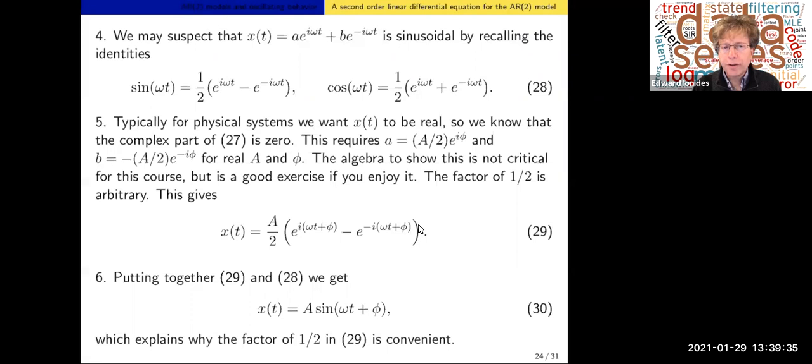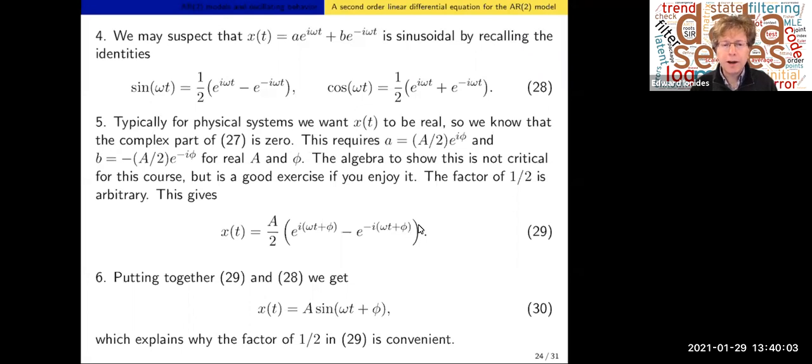The algebra to show this is not critical for the course. It's a good exercise if you enjoy it. That basically means, depending how comfortable you feel with complex numbers, either when they show up, you just kind of hold on tight and get through it, and that's okay. You don't really need big skills for manipulating complex numbers in this course, but if you do happen to have them, then practice them, and it won't do you any harm.